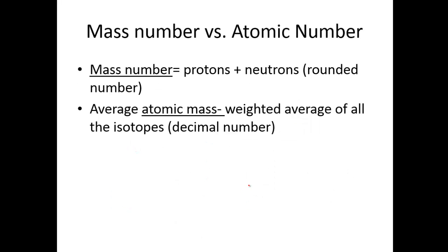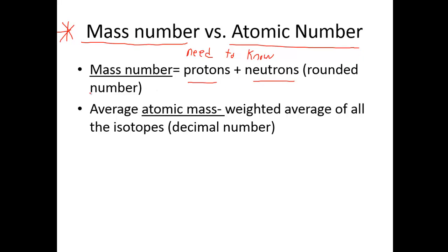Now what we're going to compare, this is a key last one, is mass number versus atomic mass. We need to know the difference here. They're very similar. Mass number is the number of protons and neutrons, a rounded number. So we round that so you can find the number of neutrons. The atomic mass, then, is the weighted average of all of the isotopes. On the periodic table, this would be the decimal number. So this is the weighted average of all of them. The mass number is what we get once we've rounded it to find the number of neutrons.